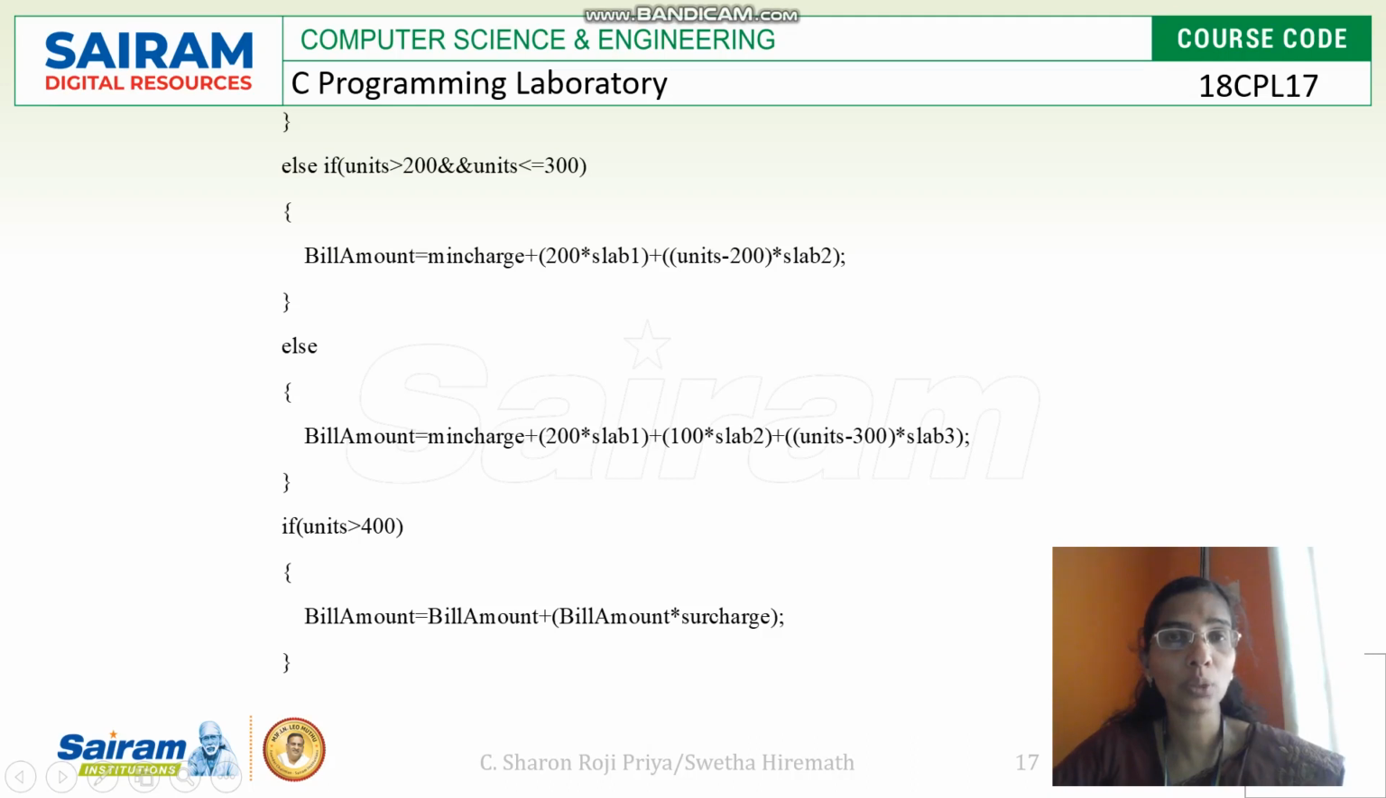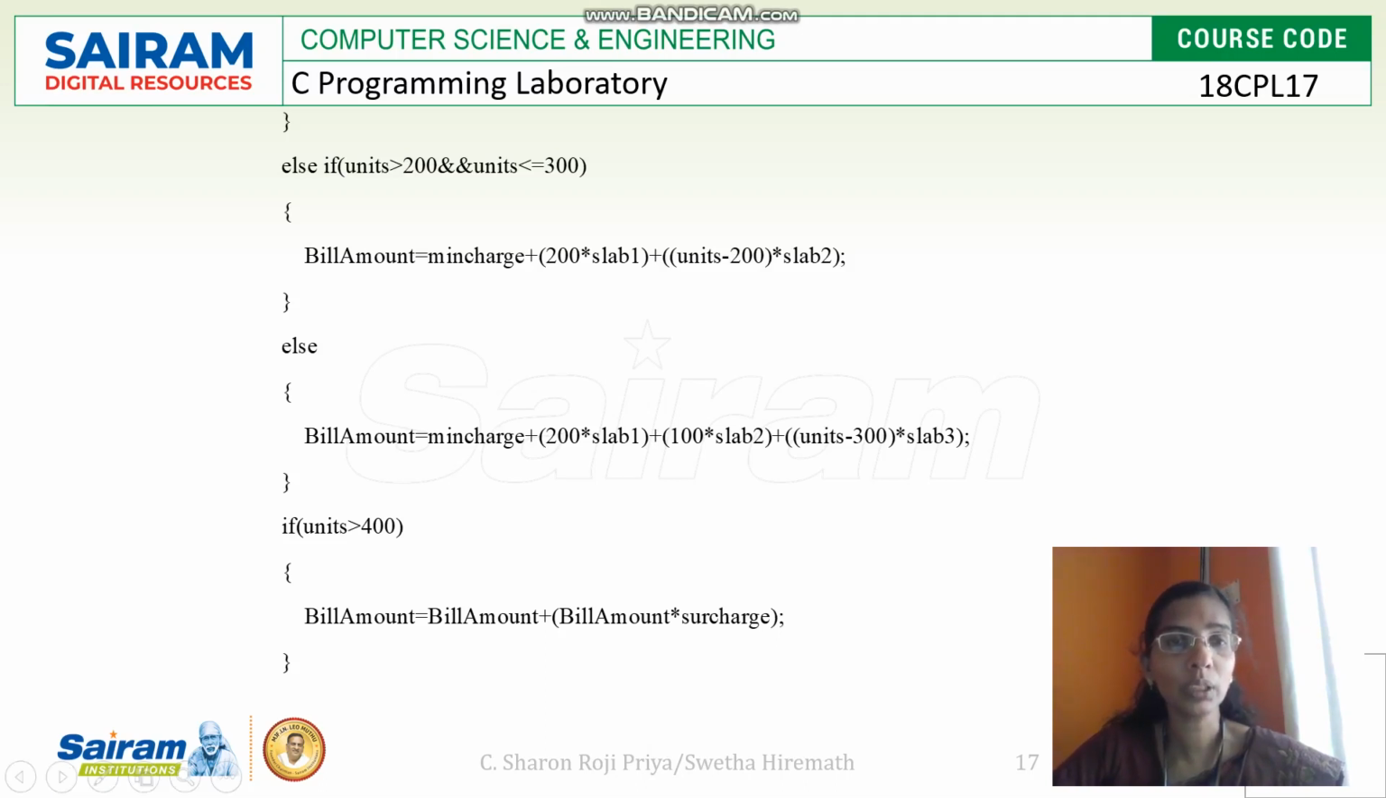Else, bill amount will be minimum charge, that is, it goes to the third slab, it is more than 300. More than 300 means first 200 it is 80 paisa, next 100 it is 90 paisa, and the units above 300 will be charged 1 rupee. So first 200 slab 1, next 100 slab 2, and the remaining units minus 300, because 200 plus 100 is 300, which is calculated already. So total units minus 300 will be charged with slab 3, that is 1 rupee per unit.